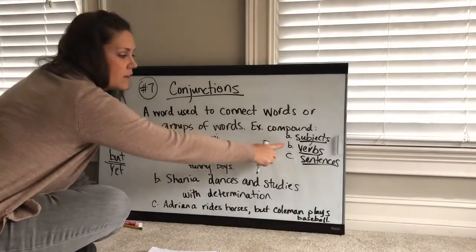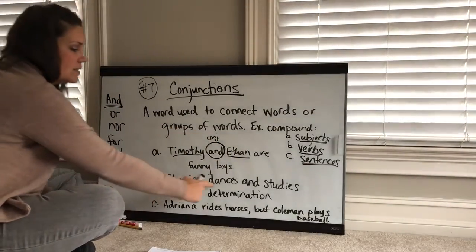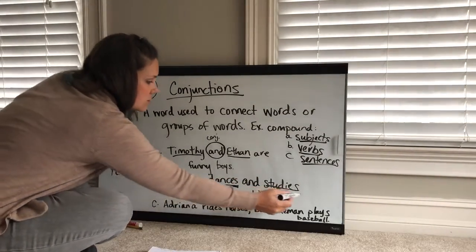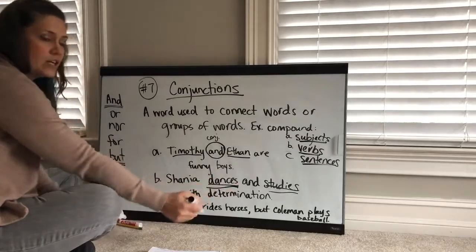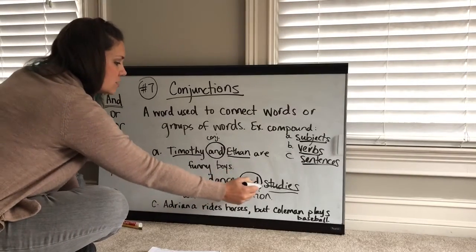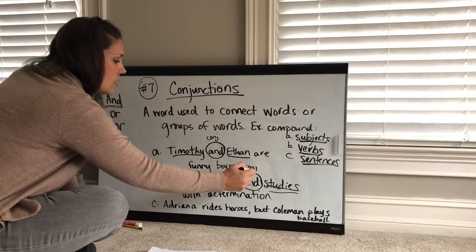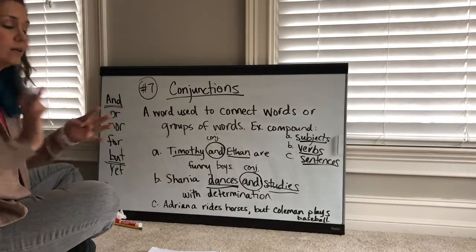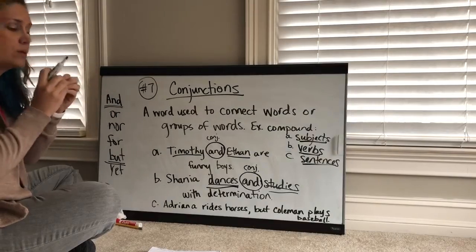Now B, I've given you a compound verb. Shania dances and studies. Here are my 2 verbs, my actions. Shania dances and studies with determination. I'm joining these 2 actions together with this conjunction because they are separate actions, unlike that verb phrase that we've studied, okay? These are separate actions being joined together.